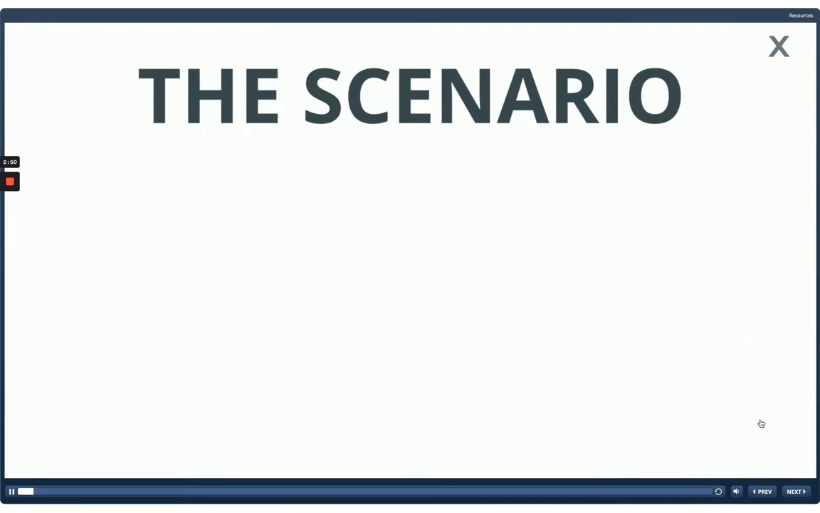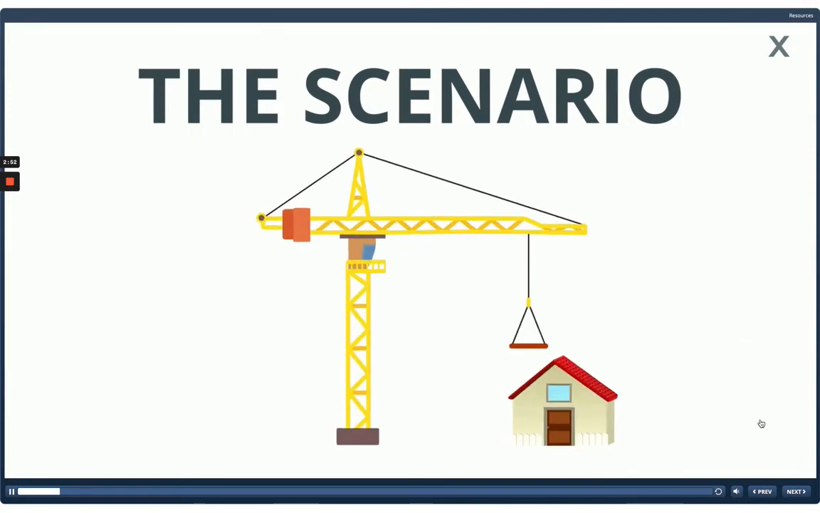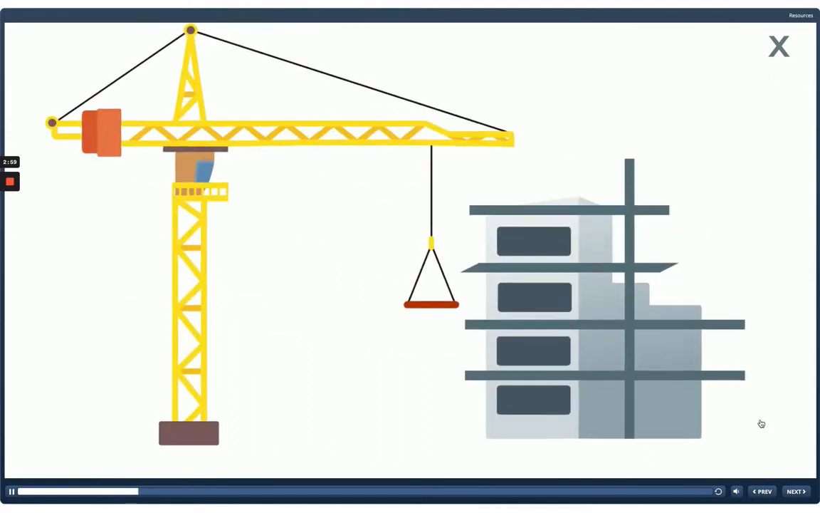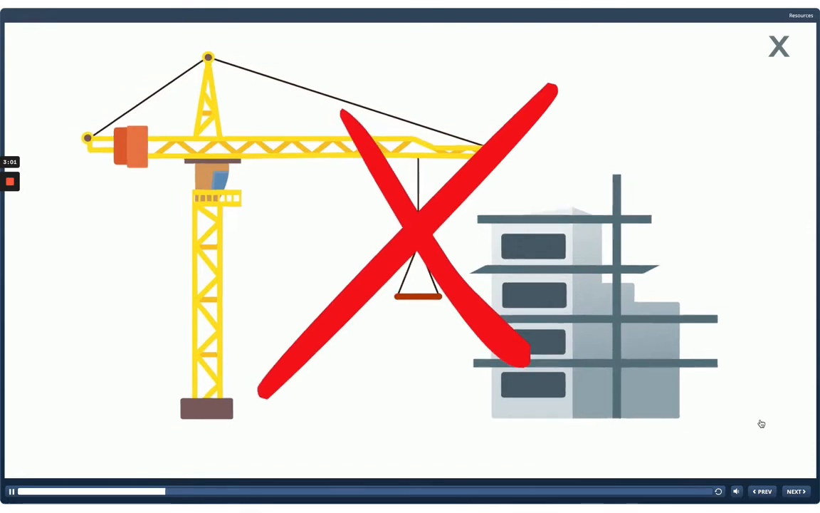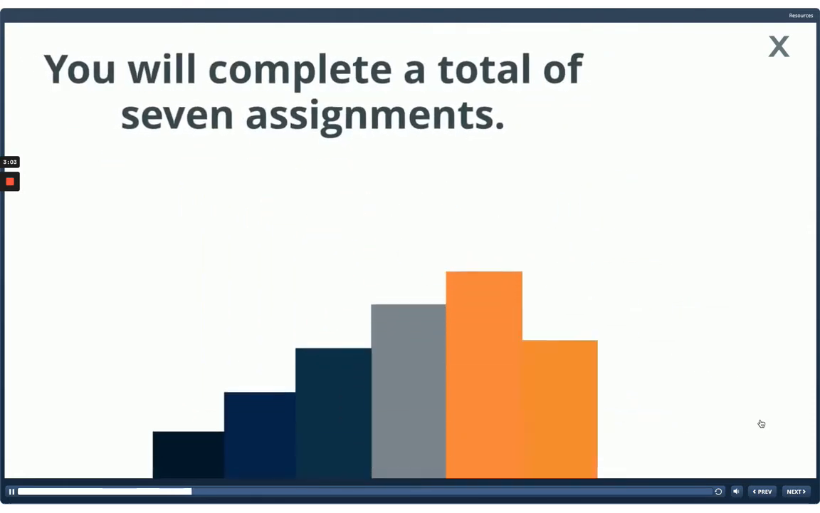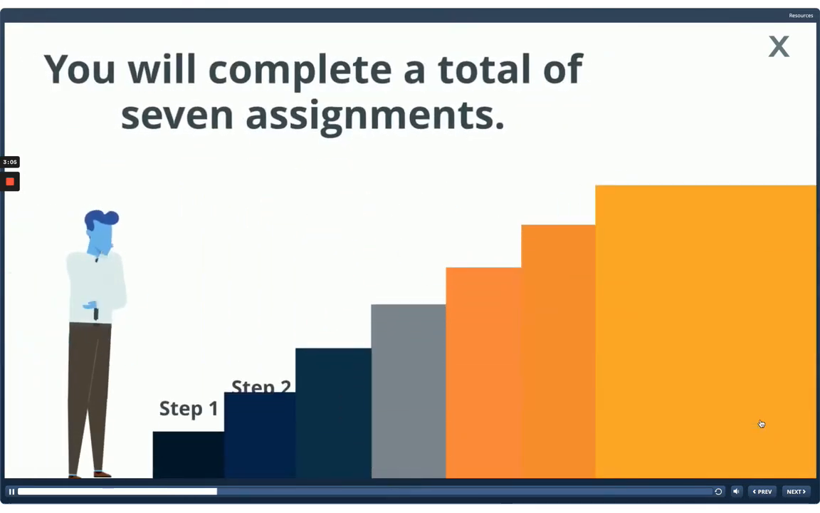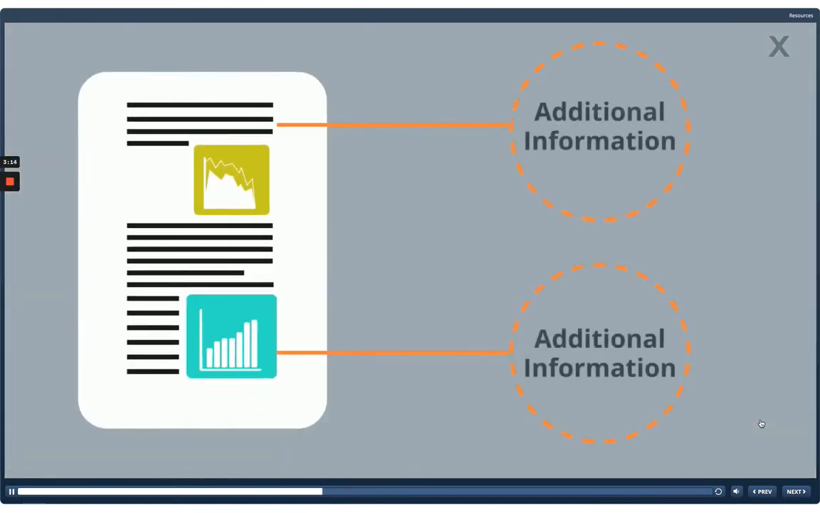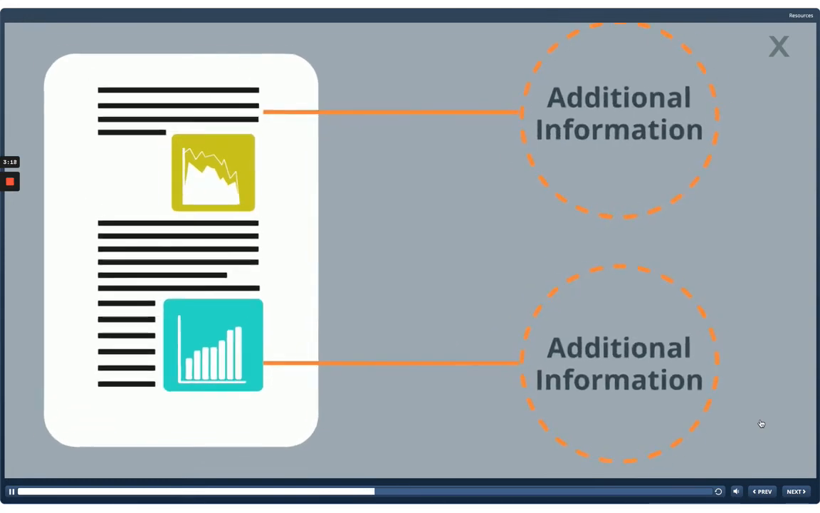The scenario for the AP&S course is a simple residential construction project. Please note that this is simply to provide practical context and that this is not a course in construction. A total of 7 assignments will be performed, each of which covers a further step in the planning and scheduling of the residential construction project towards the eventual completion of the project. Additional information to the residential construction scenario is provided with each assignment.